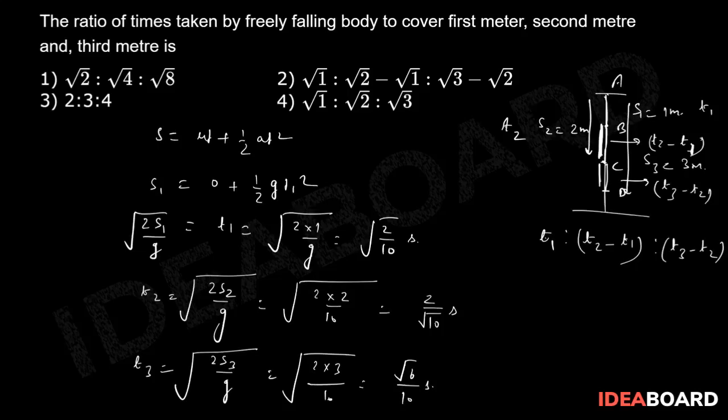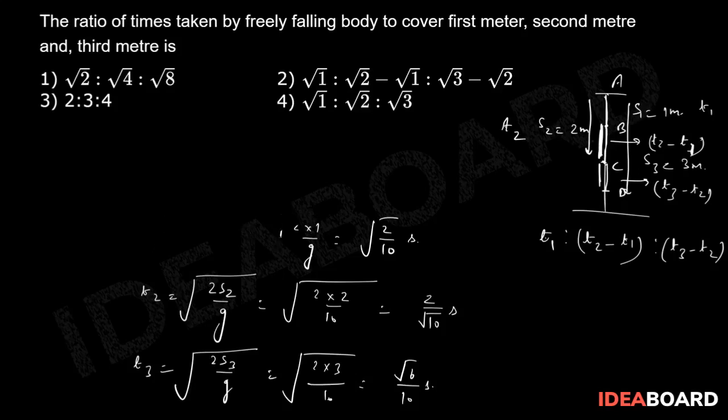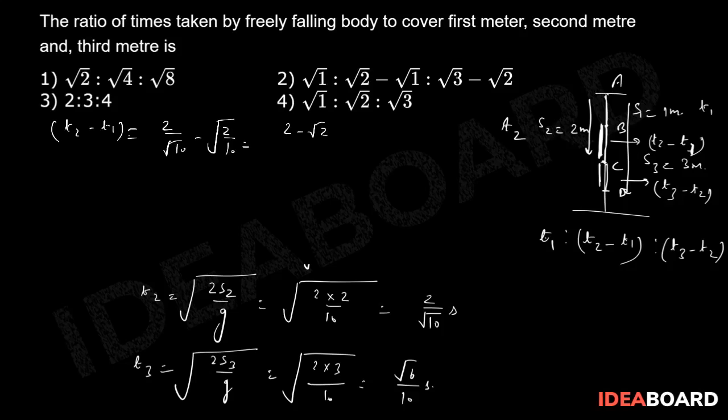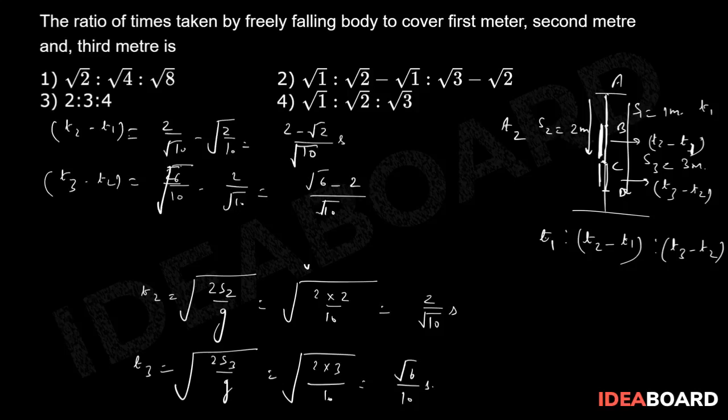So now we need to calculate the values. What is the value of T2 minus T1? T2 minus T1 is equal to 2 upon root 10 minus root 2 by 10, which gives us 2 minus root 2 by root of 10 seconds. Then T3 minus T2 is equal to root of 2 into 3 upon 10 minus 2 upon root 10, which gives us root 6 minus 2 upon root 10. So this is the value.